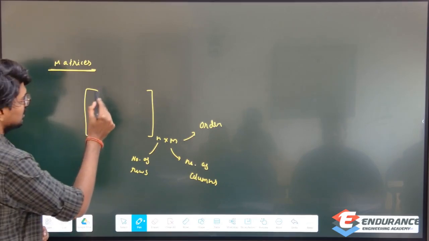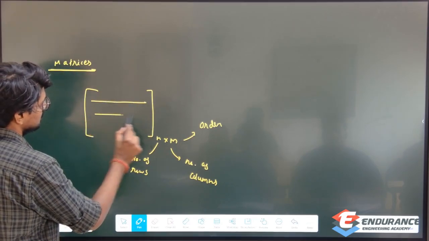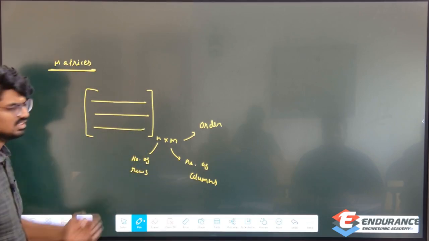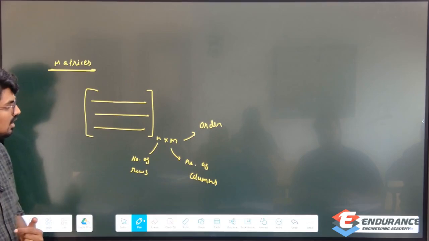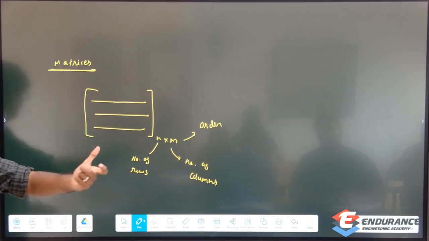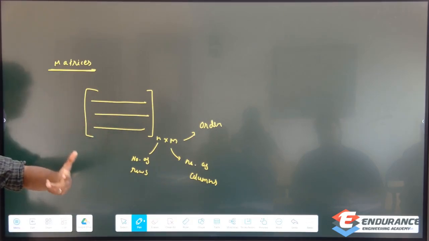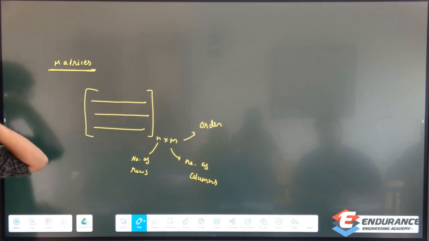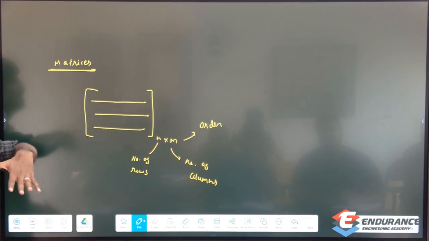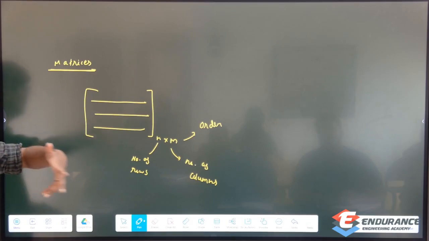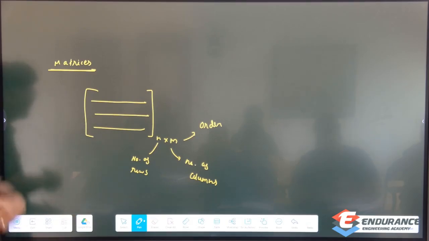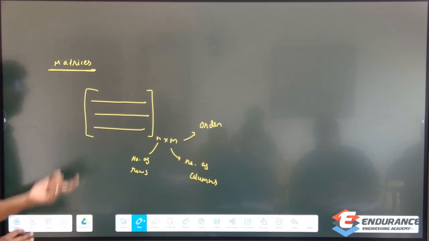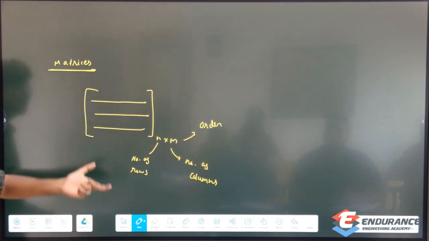So I will represent the first row as my first equation, second row as my second equation, third row as my third equation, etc. So one row represents one equation, and by using that there are some methods: Cramer's rule, Gauss elimination method, and matrix inversion method, etc. By using that I will find the solution.